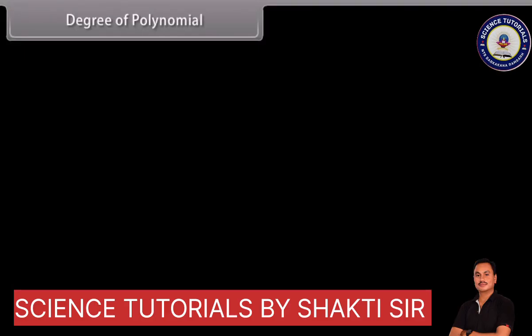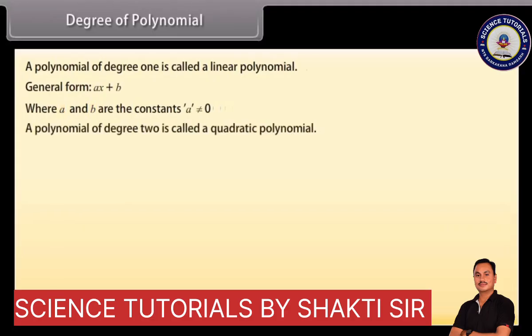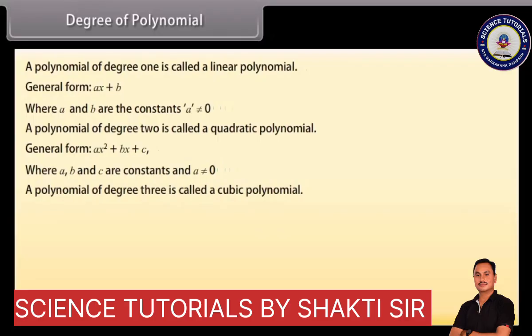Degree of polynomial. A polynomial of degree 1 is called a linear polynomial. Its general form is ax plus b, where a and b are constants and a is not equal to 0. A polynomial of degree 2 is called a quadratic polynomial. Its general form is ax square plus bx plus c, where a, b and c are constants and a is not equal to 0. A polynomial of degree 3 is called a cubic polynomial.